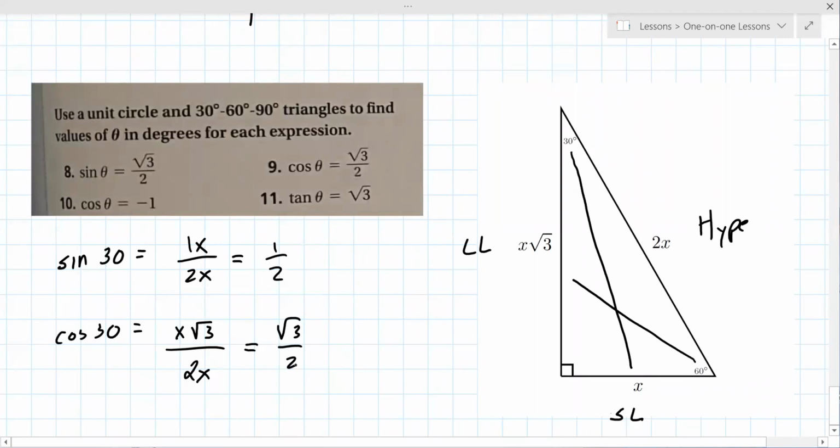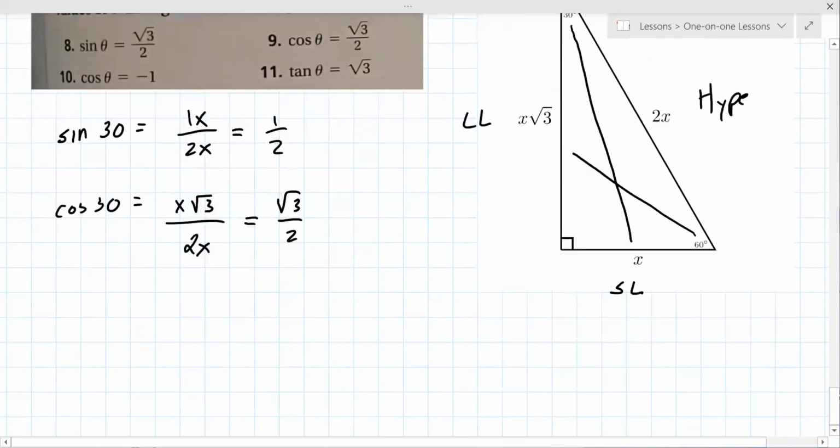Now let's do it for 60 down here. What is the sine of 60? So the sine of 60 is the opposite over the hypotenuse.